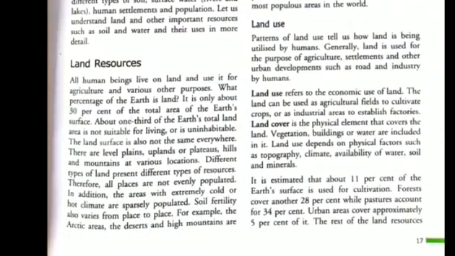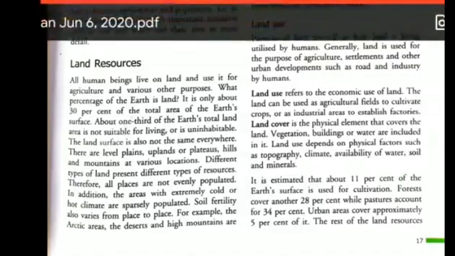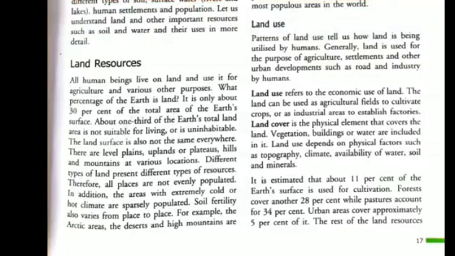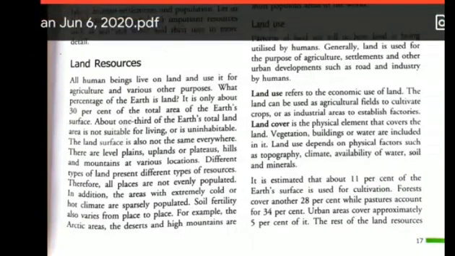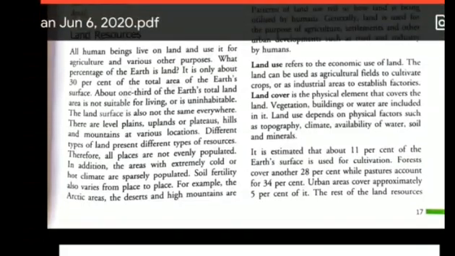Now let's talk about land resources. All human beings live on land and use it for agriculture and various other purposes. It means land resources are available from the land. Thus, the agricultural land which contains natural fertilizer for the growth of the product sown, the underground water, the various minerals like coal, bauxite, gold and raw material. All living beings live on land and use it for agriculture and various other purposes.